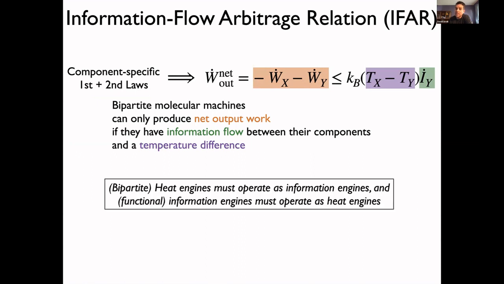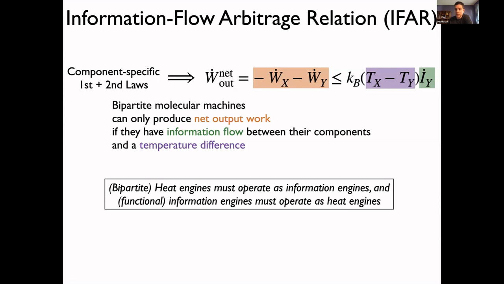So what this is telling you is that if you have a heat engine that is bipartite in this sense, in order to be functional, it must operate at least implicitly as an information engine, communicating information between the two different subunits. Conversely, something that was already appreciated, if you want an information engine that can achieve net output work and be functional in that way, it has to operate as a heat engine across a temperature difference in order to actually do anything useful. So that's the math, that's the theory.